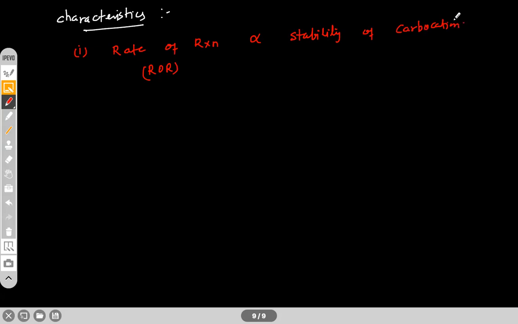Stability of carbocation. Like I said, SN1 and SN2 are both competitive reactions. If there is a tendency of forming a stable carbocation, then it will be an SN1 reaction. Why not SN2? We'll discuss that later. But the rate of the reaction is directly proportional to the stability of carbocation. The rate is also directly proportional to the nature of a good leaving group. If the leaving group is very good, it can easily form carbocation and hence SN1 reaction is favorable.